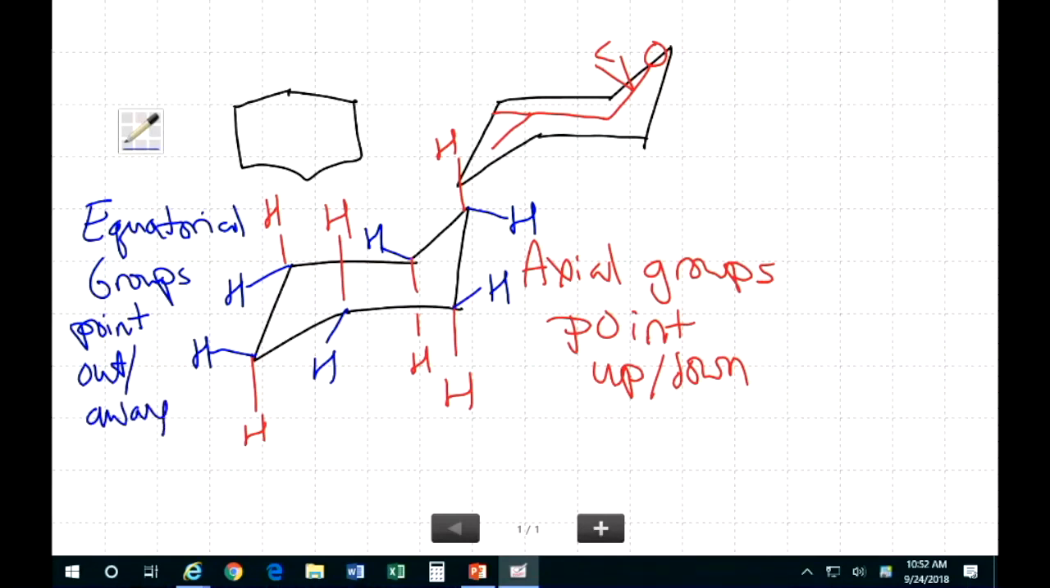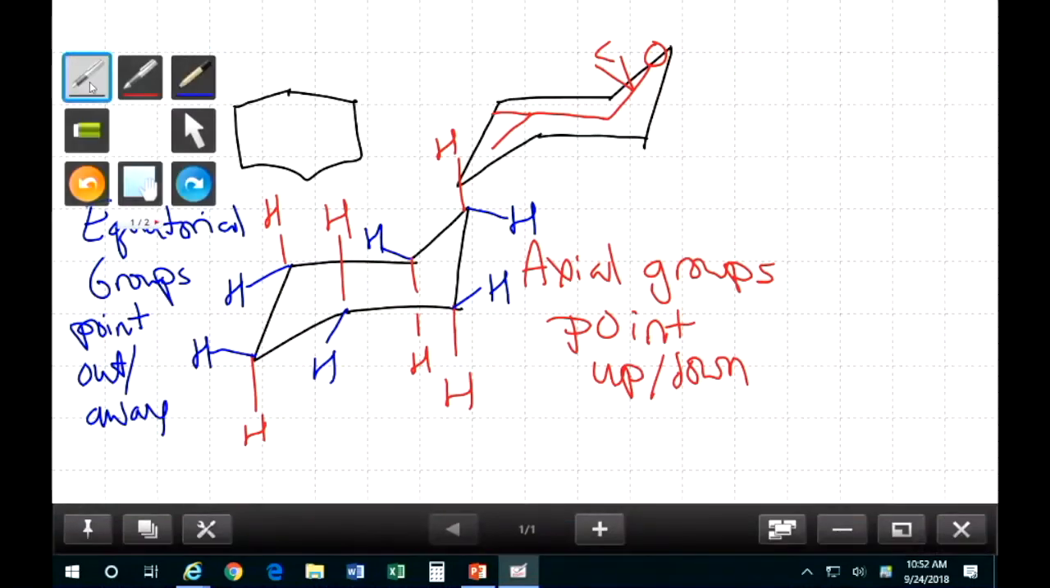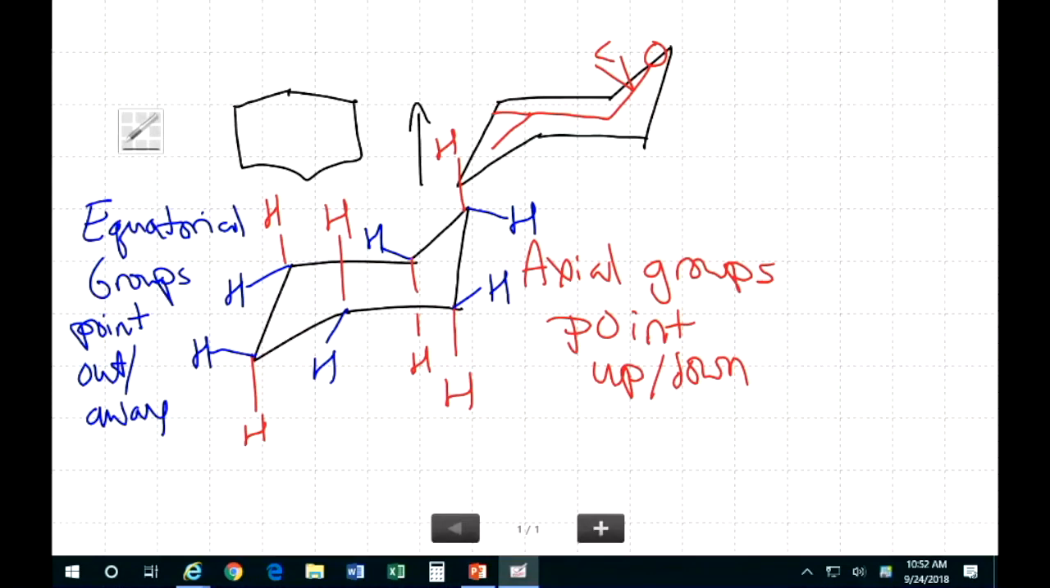So what I want you to notice is, if our axial group points up, right, so our axial group right here is pointing straight up, our equatorial group on that same carbon is going to be out and down. If our axial group on the next carbon is pointing straight down, our equatorial hydrogen is going to be up in a way. So they're always slanted one way or the other, a little bit away from the ring. Your axial group is straight up, the equatorial group is away and down.